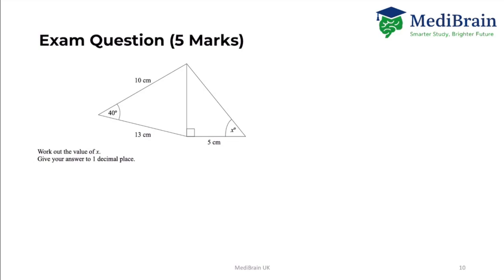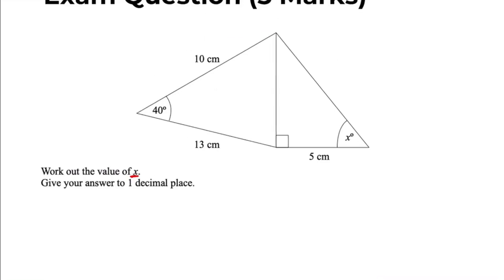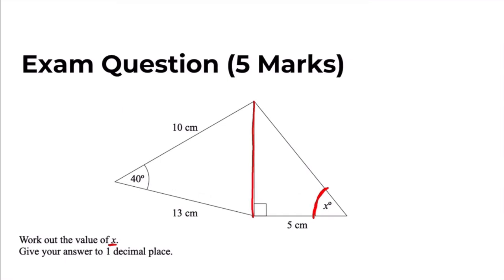Okay, I'm going to go through the answers to this question now. First of all, it says work out the value of x. X is an angle on the other triangle. In order to work out x over here, we need to know at least two sides of this right angle triangle. And so we need to work out the side which connects the two triangles together. So we need to work out that red side first. And then we can use SOHCAHTOA to work out the angle of the right angle triangle.